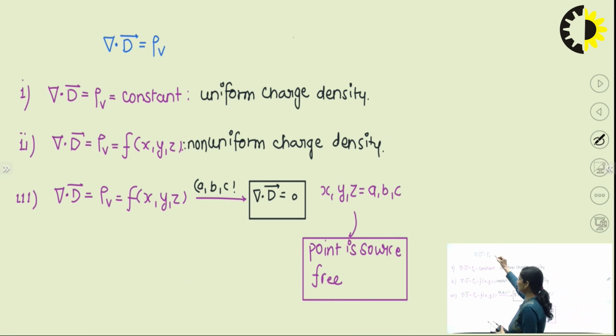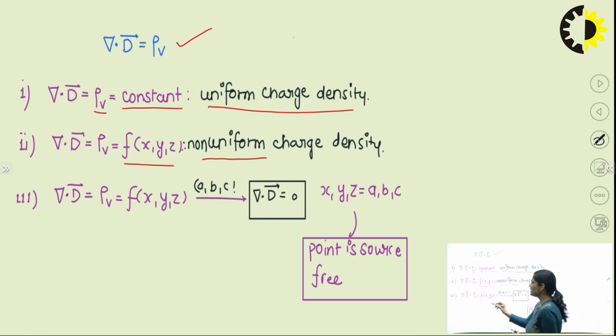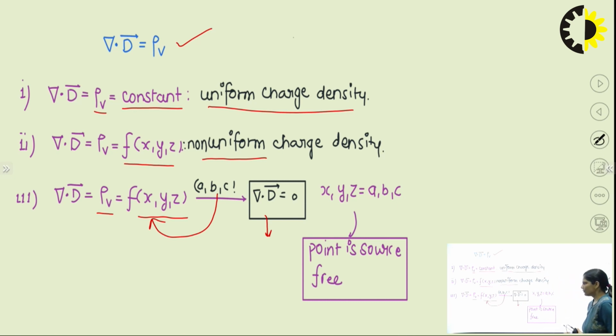Now del dot D is equal to rho v. If rho v is constant, it is a uniform charge density. But if rho v is a function of x, y, z, you can say it is a non-uniform charge density. Now the third case is if rho v is a function of x, y, z, but you have some values, let them be a, b, c. Put these values in this function of x, y, z and you will get del dot D equal to 0. Okay. If you have some given points, you can put them in this function of x, y, z, and if your divergence del dot D is equal to 0, then the point is source free.